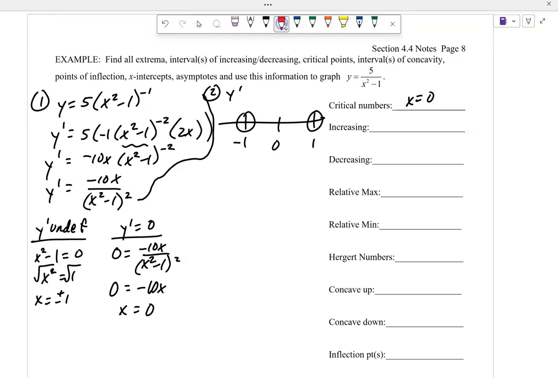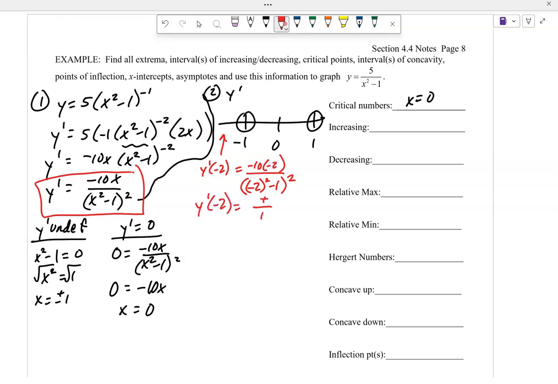Okay, so now let's go ahead and test y prime of -2. Throw that -2 in here, and you get a positive over a positive. Now notice the bottom is always positive. -10 times -2, and this -2 squared minus 1, because it's all squared, the bottom's always positive. So y prime of -2 is a positive over a positive, so the original function is increasing.